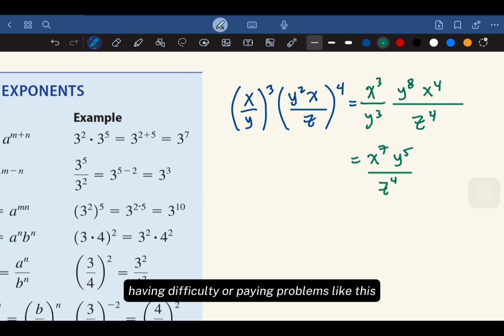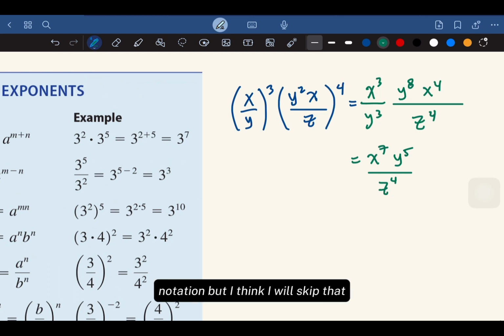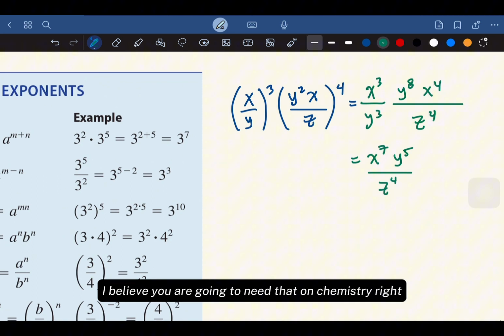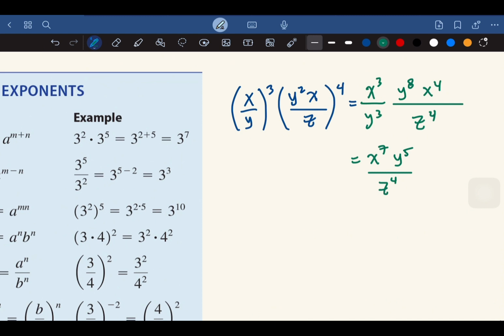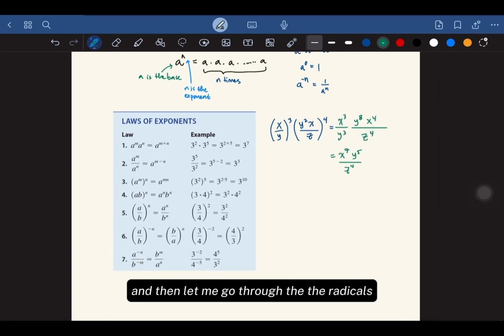Anyone still having difficulty solving problems like this? Easy, right? Okay. Just checking. There's some notes on scientific notation, but I think I will skip that. I believe you are going to need that on chemistry, right? And then let me go through the radicals.